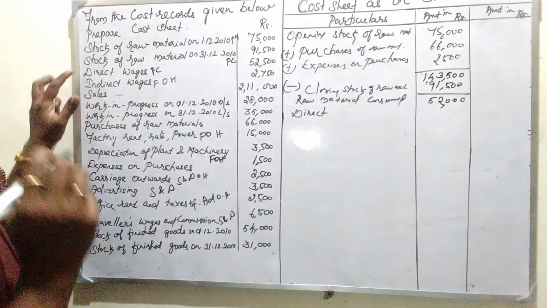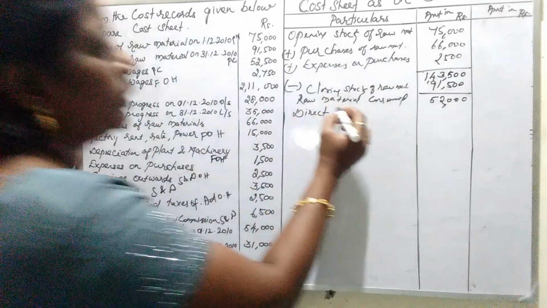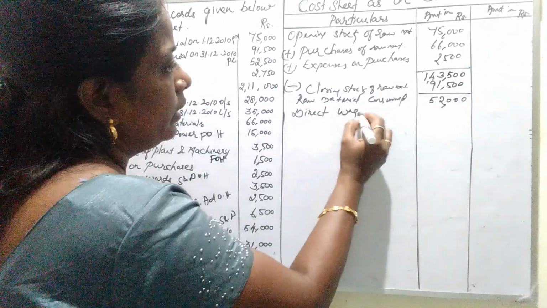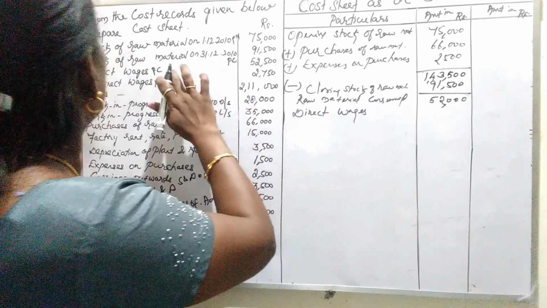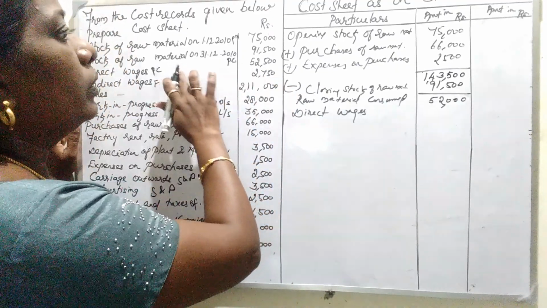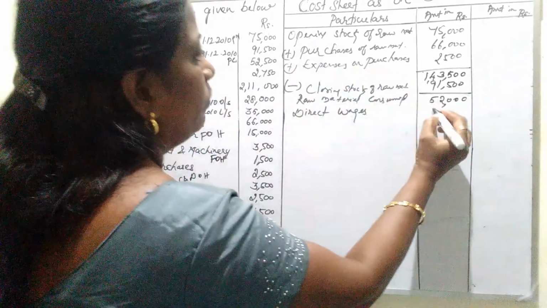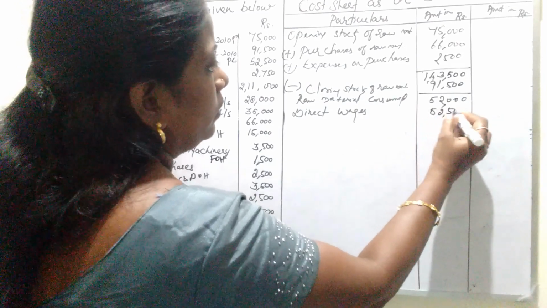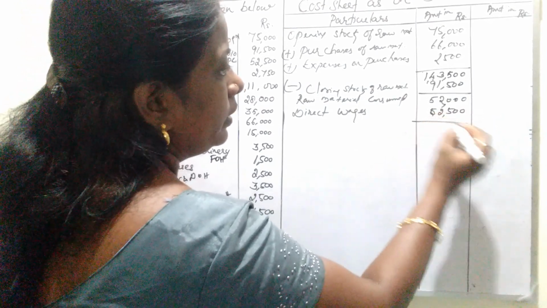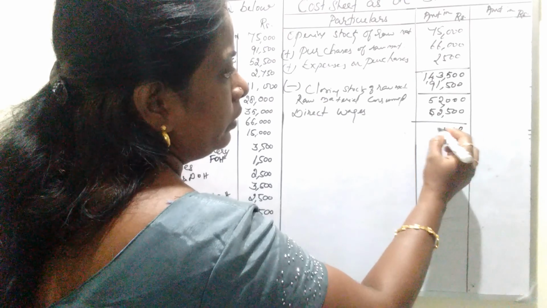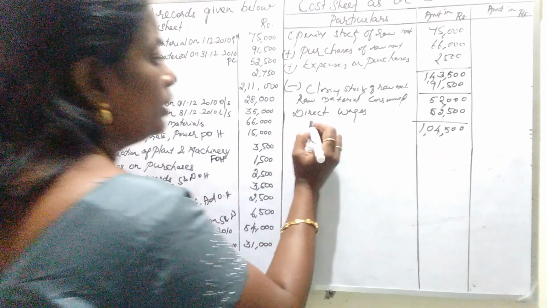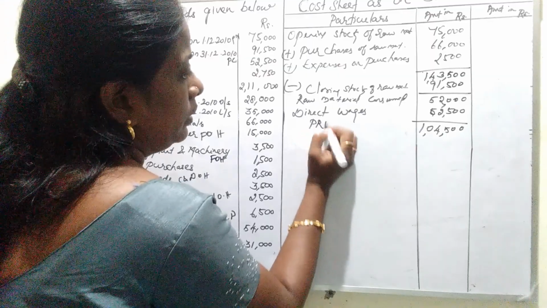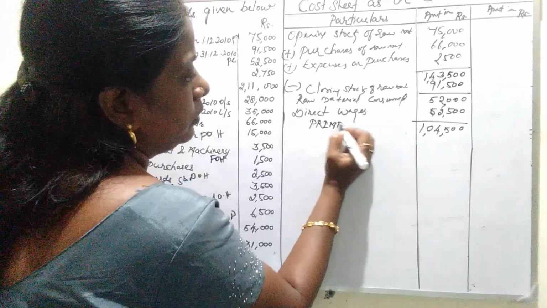Okay. Then we have to find the prime cost by adding direct expenses and direct wages. In this sum, only direct wages are given, so direct wages have to be added. The amount of direct wages is 52,500. If we add this, 1 lakh 4,500, this is the prime cost. This is called prime cost.